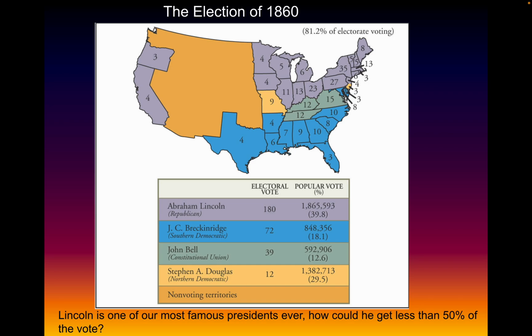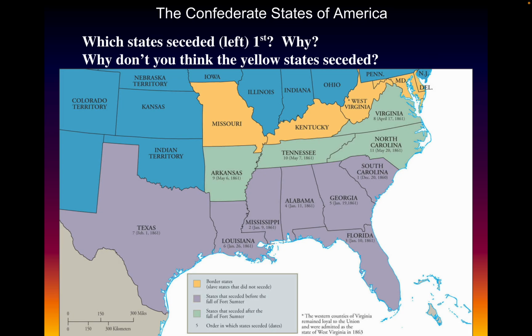So to answer this question down here, in today's society, he's obviously one of our most famous presidents ever. He's on the penny and on the $5 bill. How could he get less than 50% of the vote? Well, when less than half the country supports him, when 11 states say, we're not doing anything, we're not even going to put your name on the ballot, it's going to make it hard for Lincoln to be successful.